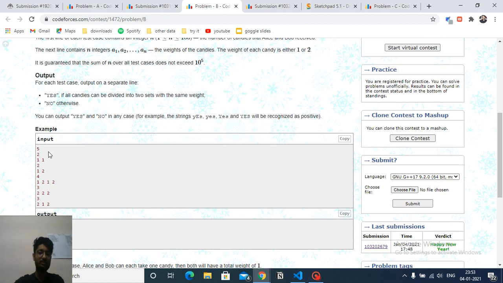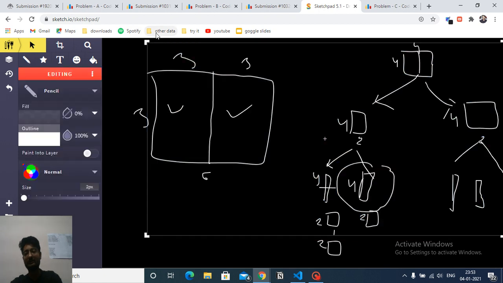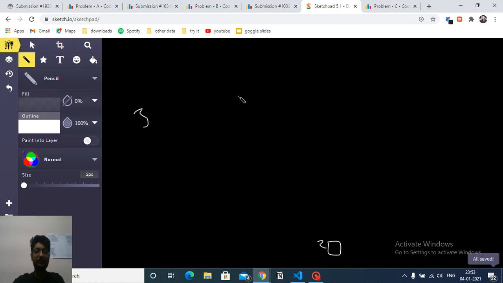As you can see in this, you have some candies and all the candies will be of either weight 1 or 2. So you could have 4 candies, 1 2 1 2 or anything, and you have to tell whether you can divide it out or not. Now the simple technique to divide it out is just simple. You have to just think over it or draw it on paper.